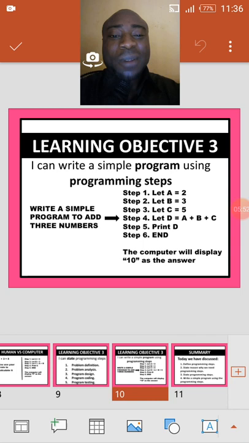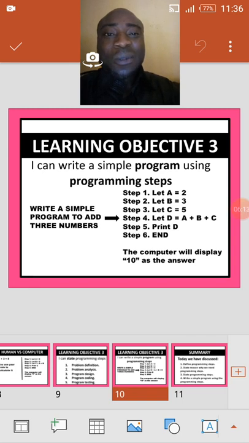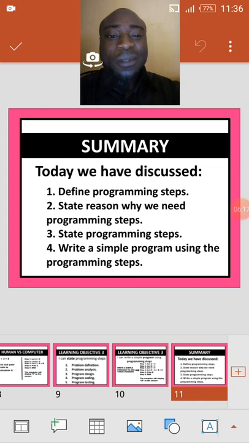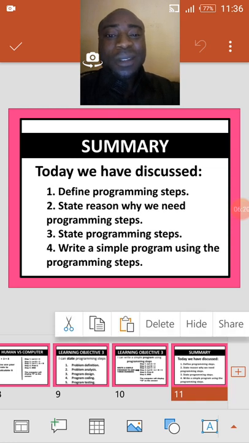Now the question I would like to ask you is, who thinks for the computer? As you know, a computer is a machine. It cannot think for itself. So a programmer or human being must think for the computer before the computer can do what we ask it to do. Now let's look at the summary of our lesson today.